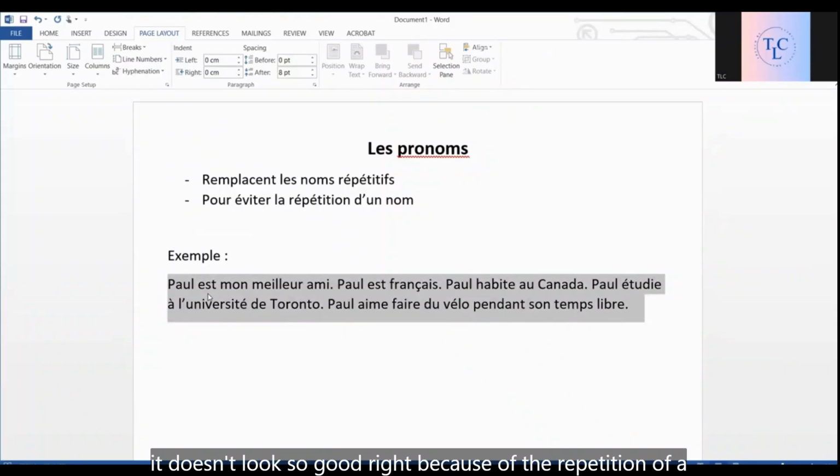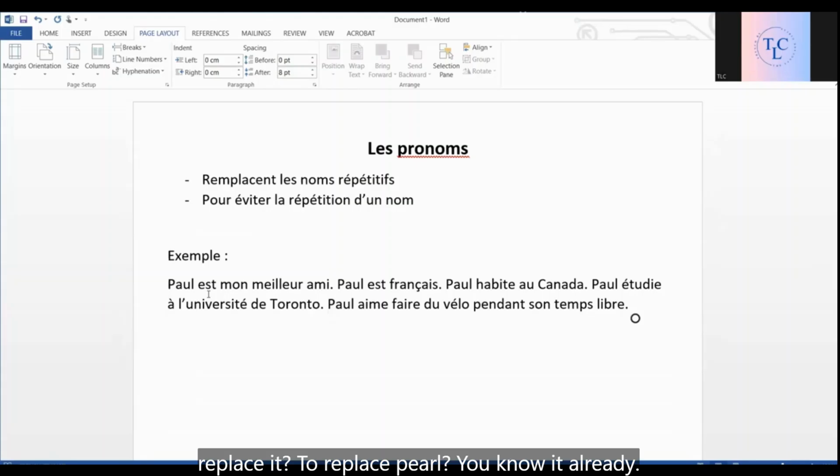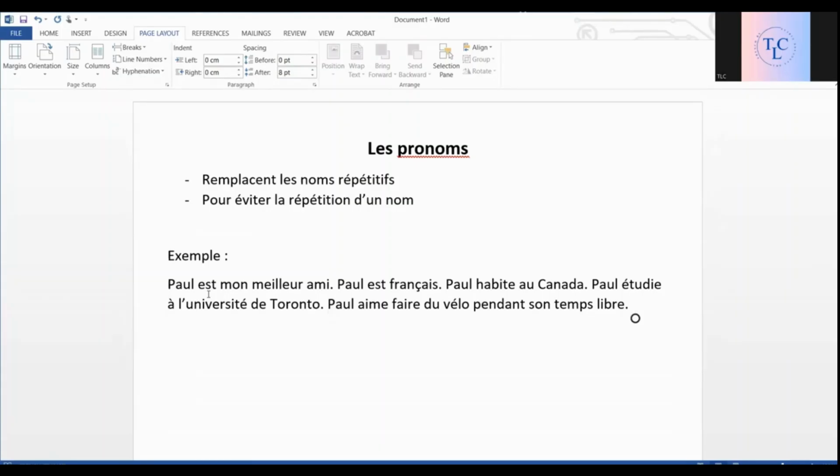Yes, it doesn't look so good, right? Because of the repetition of a noun. That is Paul. Okay, Paul again and again. So, if we don't want that, what can we do? We can replace it with a pronoun. Okay, in this case, which pronoun will we use to replace Paul? You know it already.